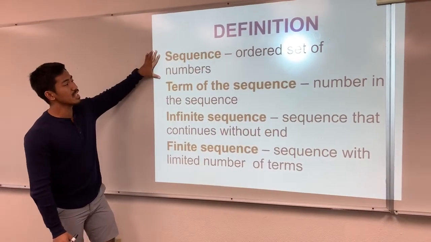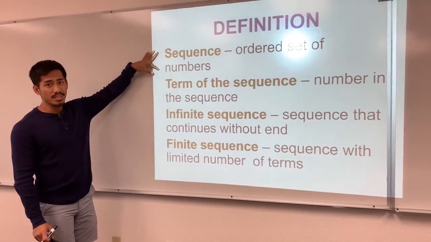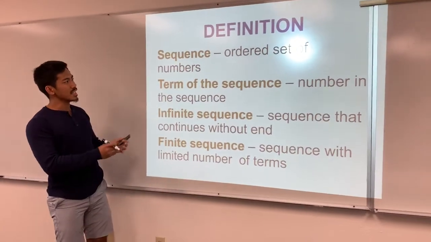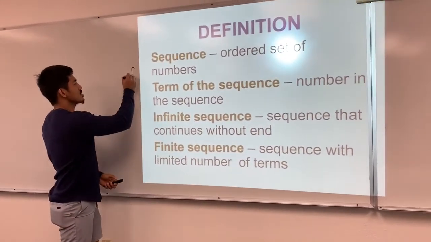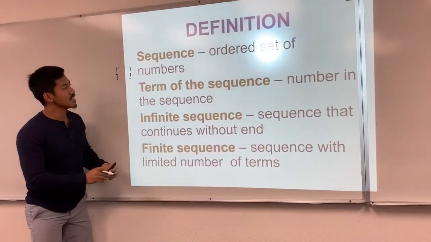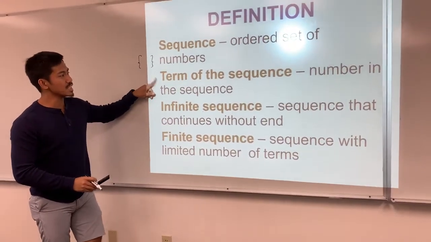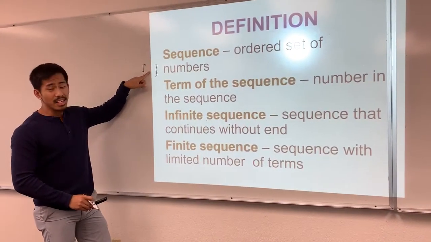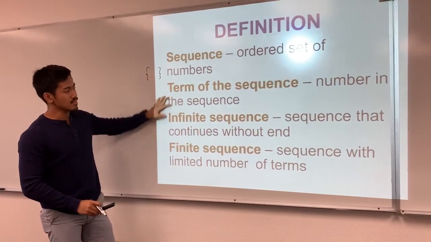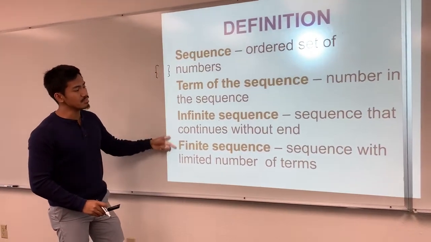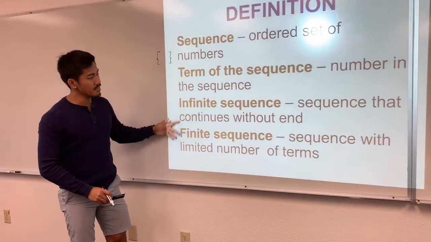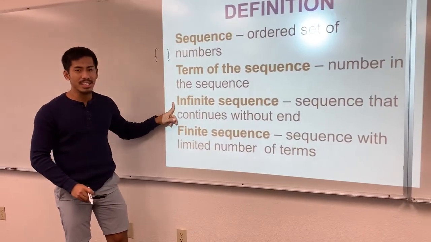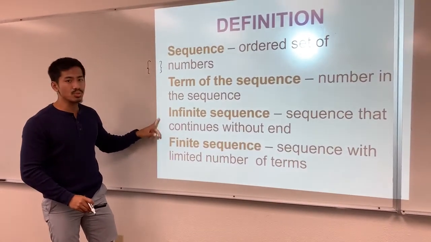When we say sequence, it is an ordered set of numbers. This is represented in set notation, using the braces symbol. A term of the sequence is a number in the sequence, so the elements inside this symbol are the terms. Sequences can be either finite or infinite. An infinite sequence is a sequence that continues without end.